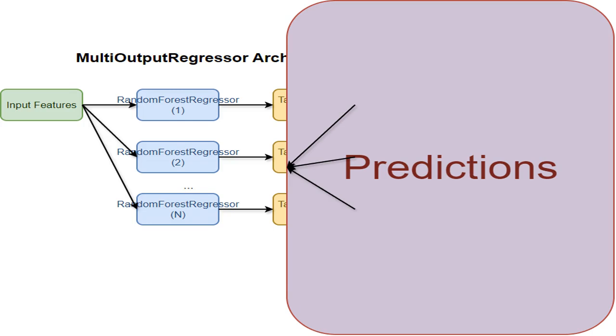Predictions are the output of the entire multi-output regressor process. We get multiple predictions, one for each target variable, after feeding the input features to all the individual random forest regressors.